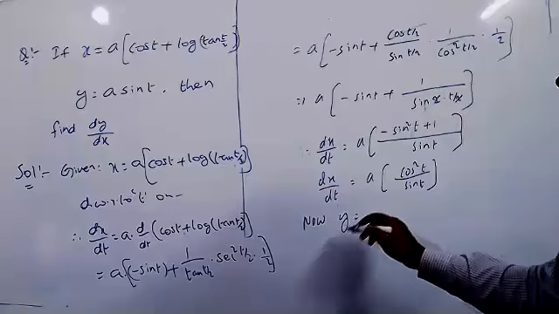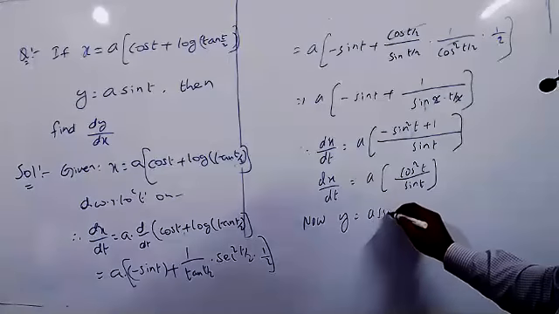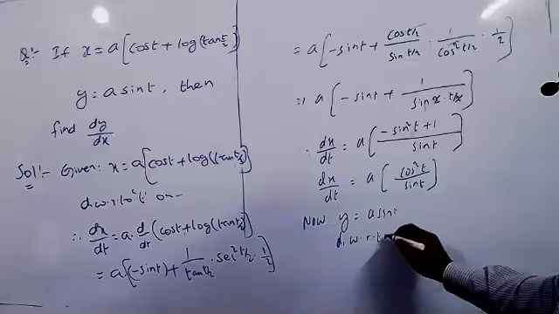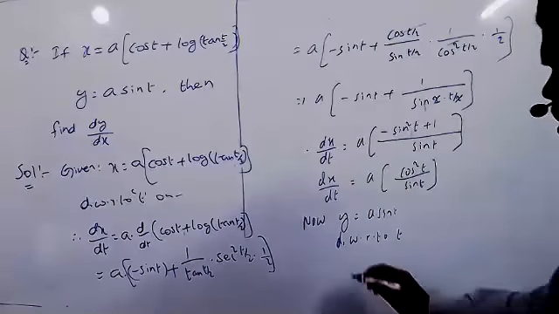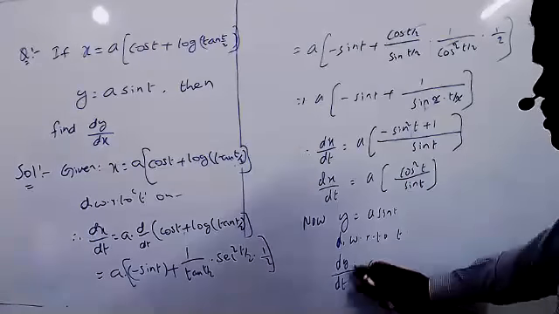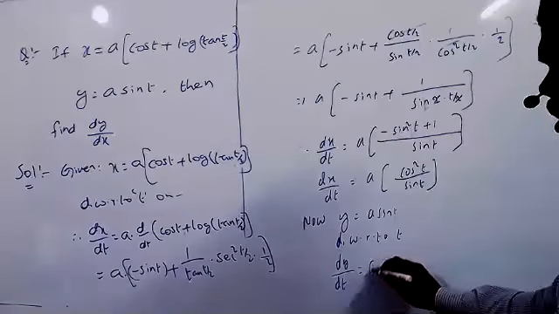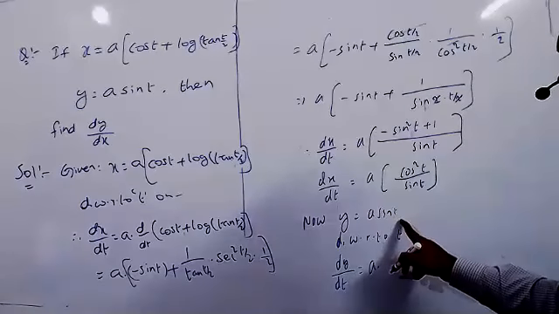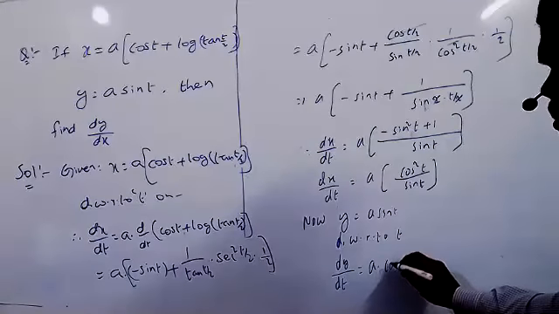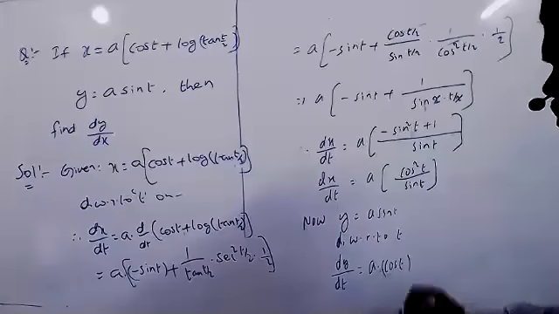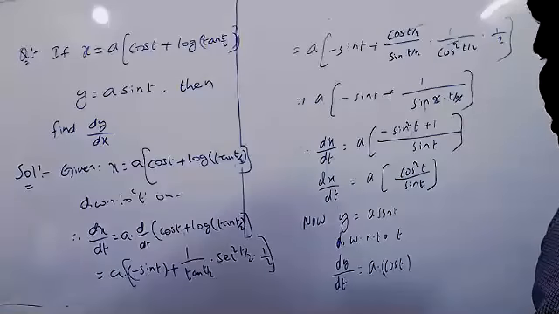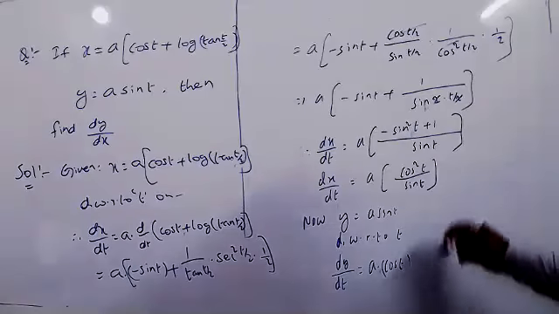Now y equal to, you can take. What is the y value? y equal to a sin t. Now differentiate with respect to t on both sides. So therefore dy by dt equal to, a is the constant value, a into differentiation of sin t, which is cos t. Now we require the value of dy by dx. The value of dy by dx we require now. So you can write clearly that.